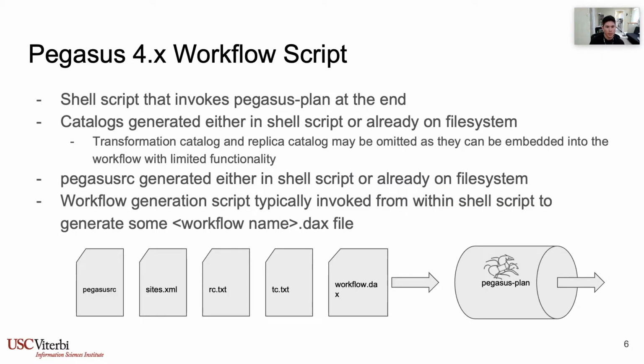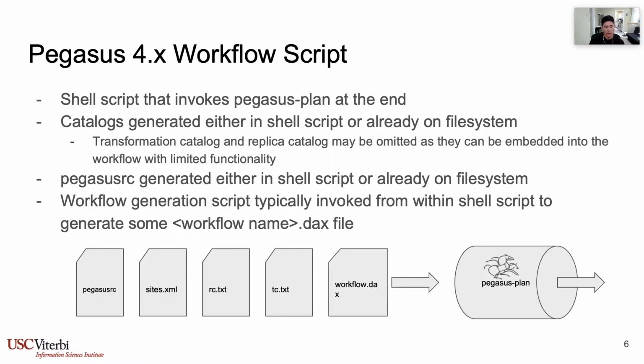Starting with a Pegasus 4.x workflow script. This was typically a shell script that invokes pegasus-plan at the end. Catalogs are usually generated either in this shell script inline, or they might exist already on your file system. For the transformation catalog and replica catalog, you were able to embed these into the DAX with some limited functionality. So you could add files, you can add executables, but you couldn't add containers. So if you needed to use containers, then you'd have to use a text-based transformation catalog.